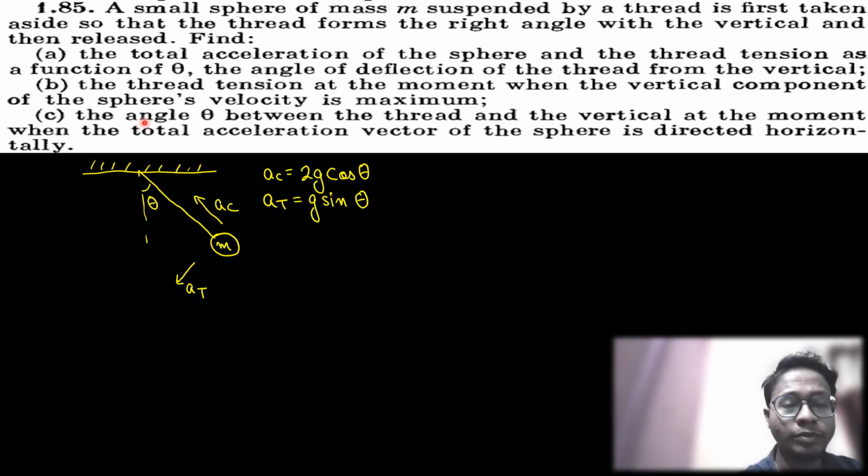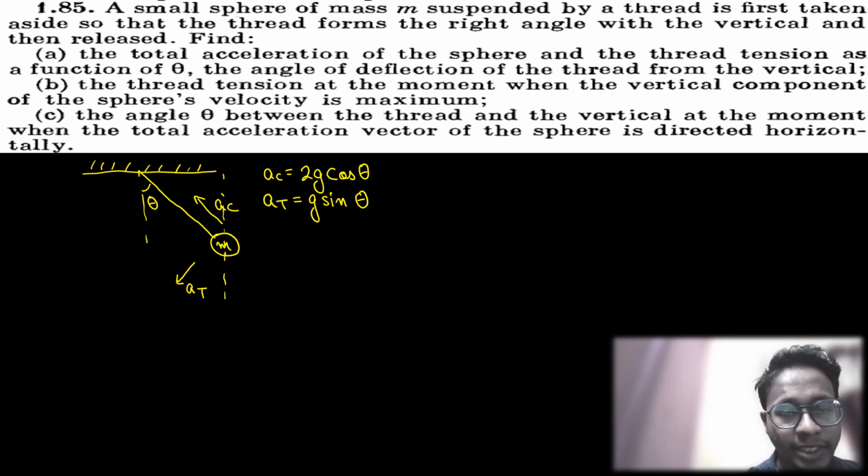Now the third part of the question is asking, find the angle between the thread and the vertical at the moment when the total acceleration vector of the sphere is directed horizontally. That means the sum of this acceleration and this acceleration would be in this direction. Okay, so that would happen when the vertical component of centripetal acceleration cancels out the vertical component of tangential acceleration.